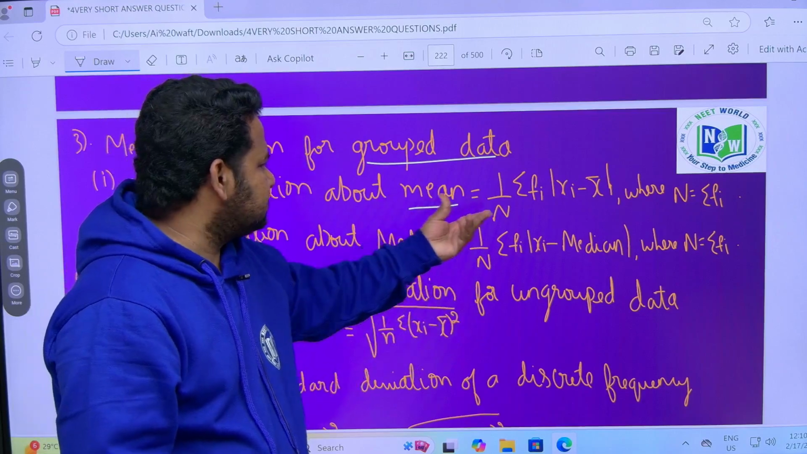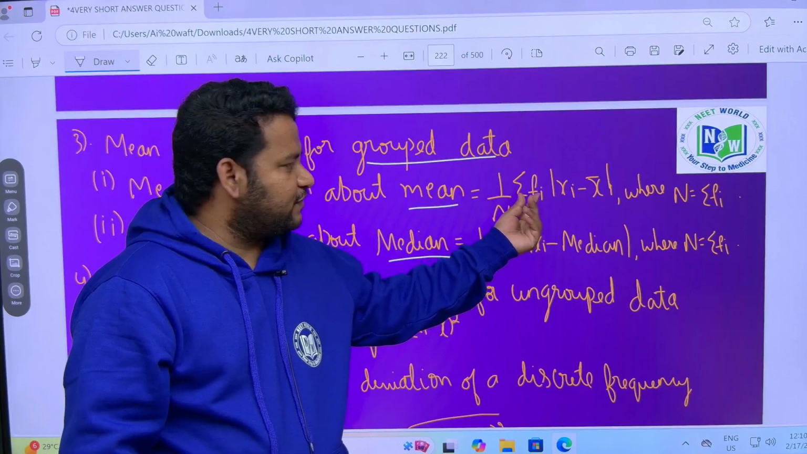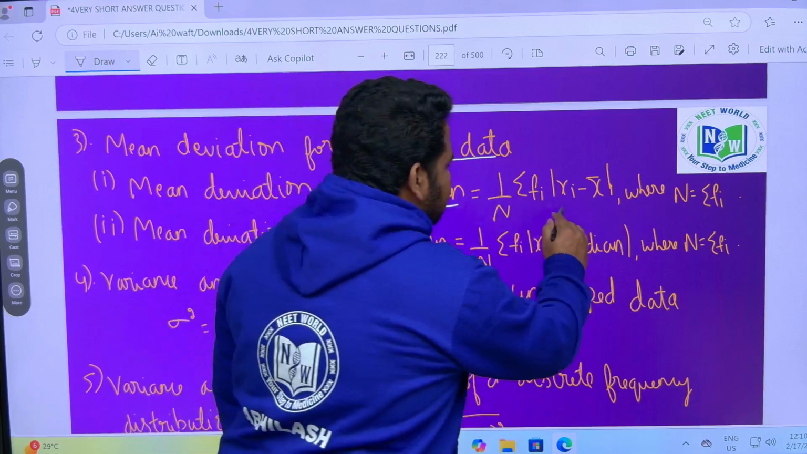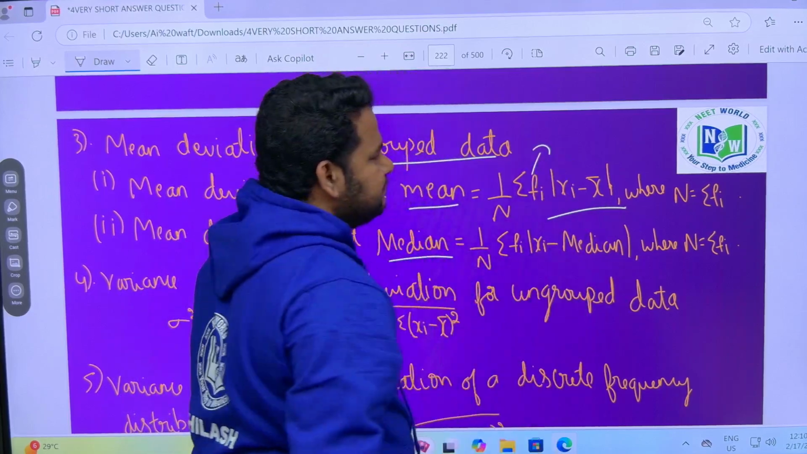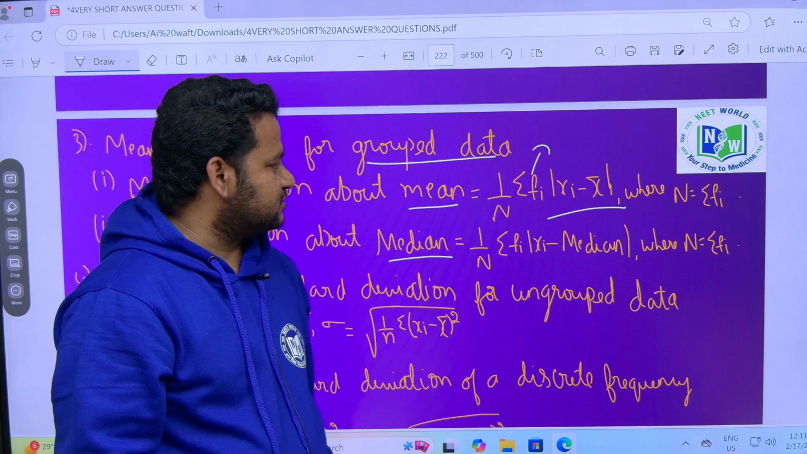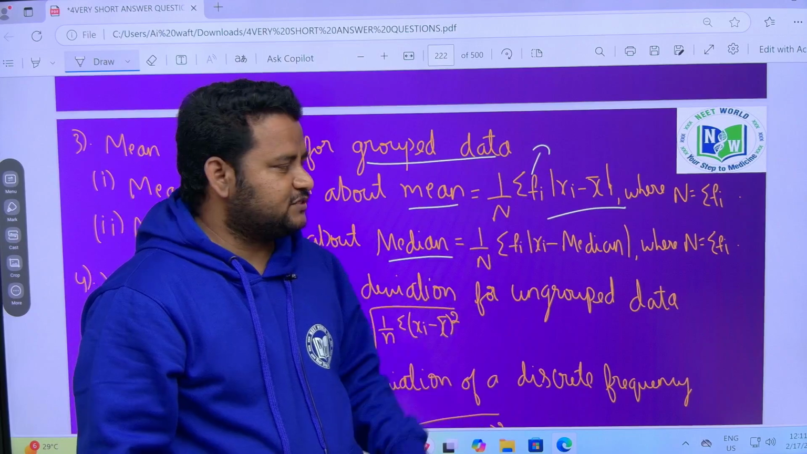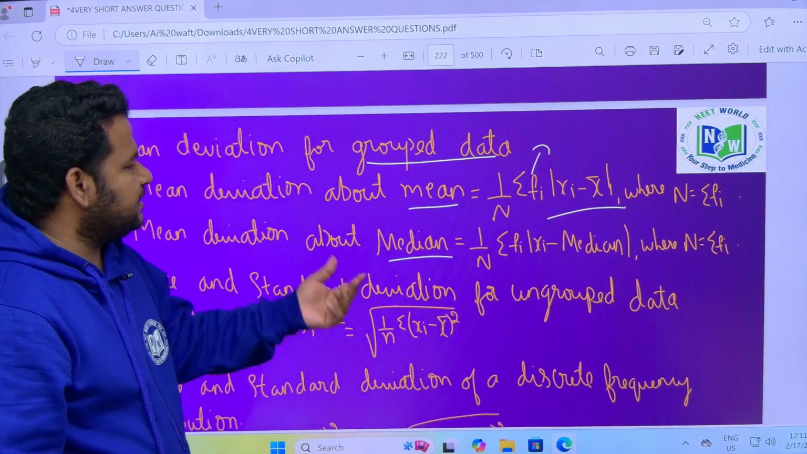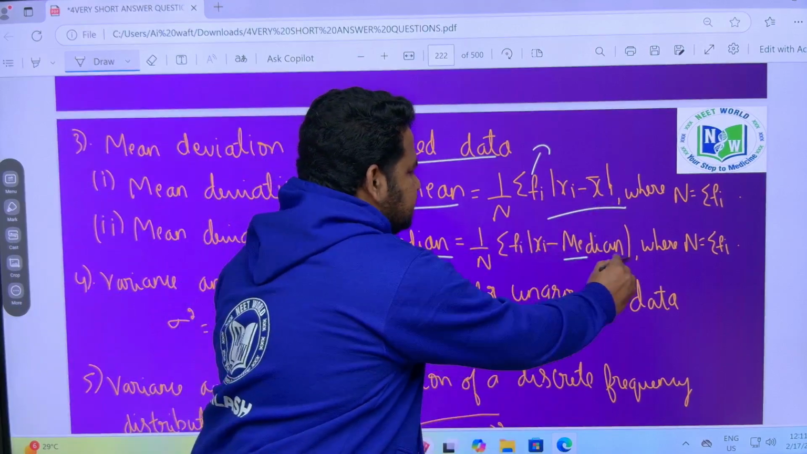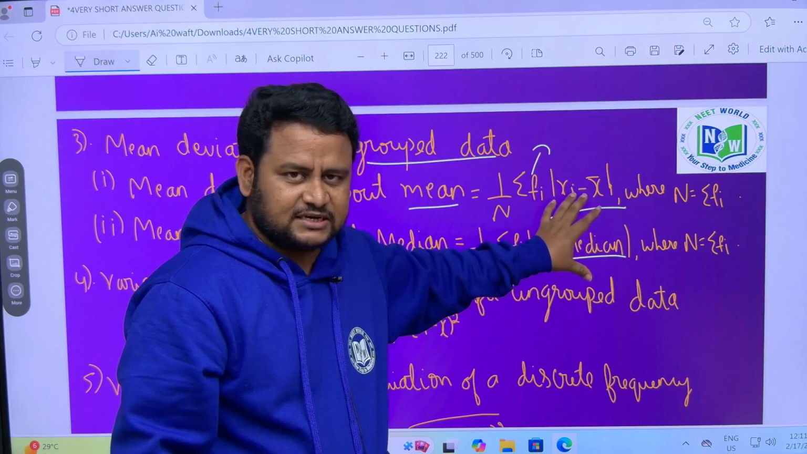For discrete distribution, it is this one: 1 by n summation of fi modulus of xi minus x bar, where n is the total number of observations, that is summation of fi, and fi is the frequency of the observations. Now mean deviation about the median is the same formula; wherever the arithmetic mean is there, you substitute the median instead. In one case you first find the mean, in the other case you first find the median.